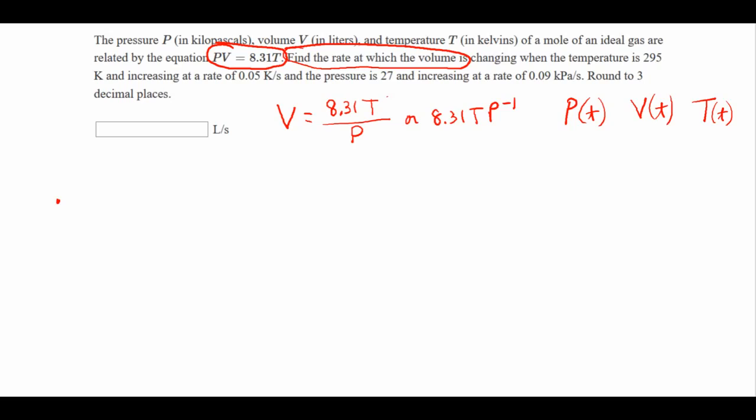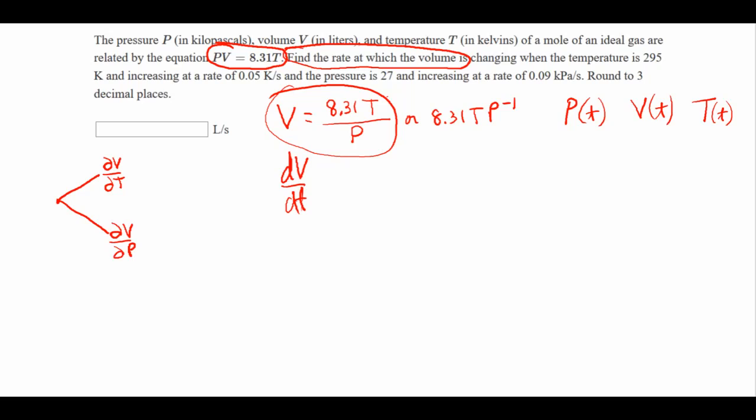So we need to find the rate of change in volume. So we're looking for dV/dt. We have V as a function of temperature and pressure, so we can do two derivatives. We can do the derivative of V with respect to T, temperature, and we can do the derivative of V with respect to P. The temperature, we're assuming, is a function of time.